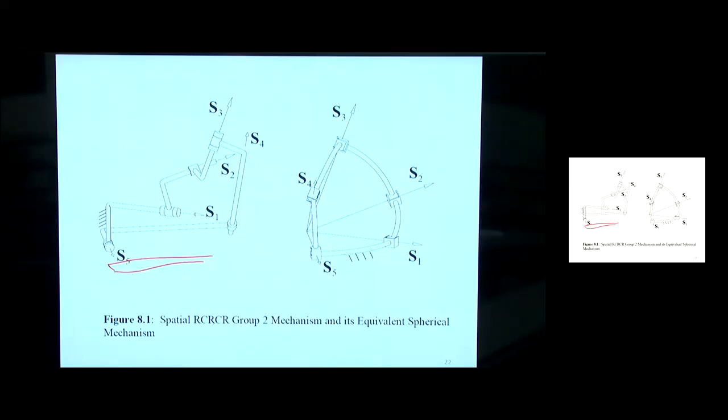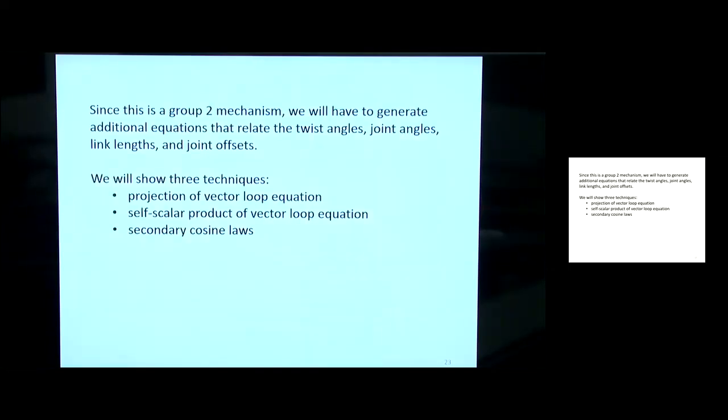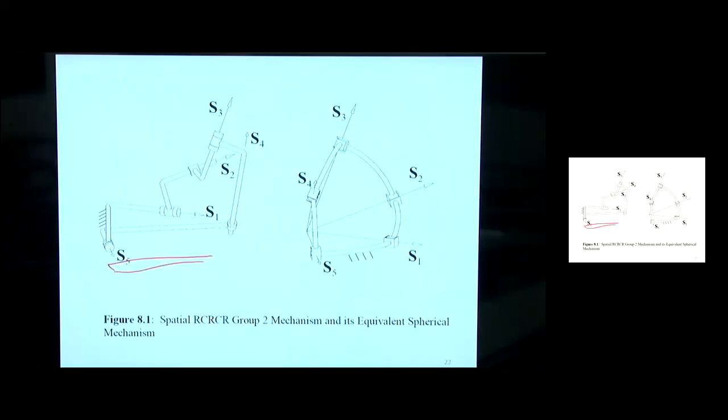So what we're going to do is, first of all, talk about general approaches before we attack this particular mechanism. We're going to look at 3 techniques to generate equations. And again, the equation is going to have to come from the 3D mechanism, because we have a whole toolbox of equations for the spherical mechanism. And those equations, different from over here, are going to have link lengths and joint offsets. So they're going to be a bit more complicated equations.